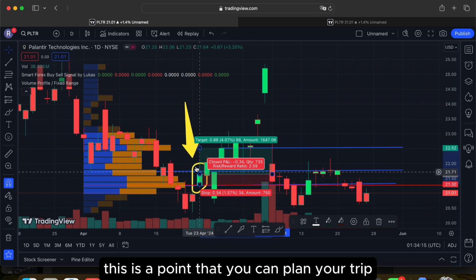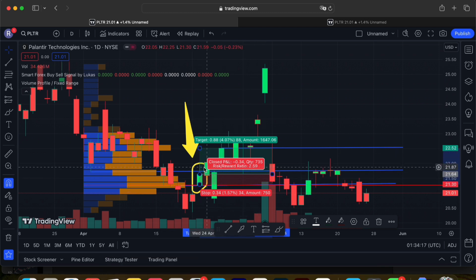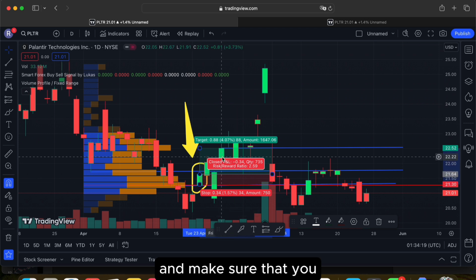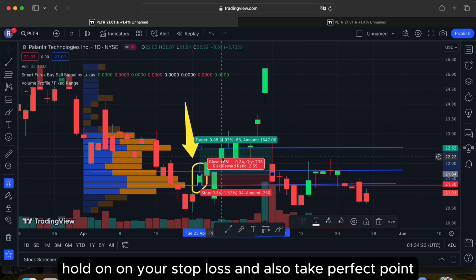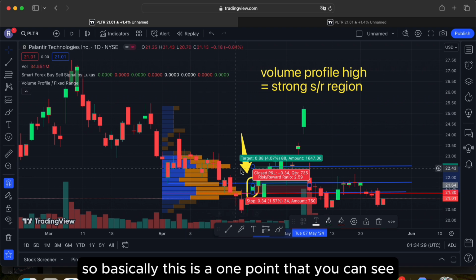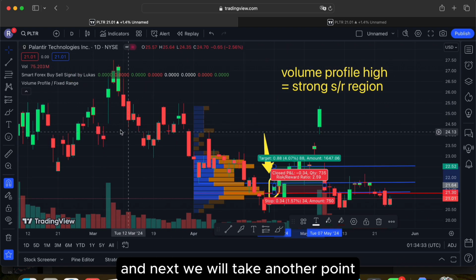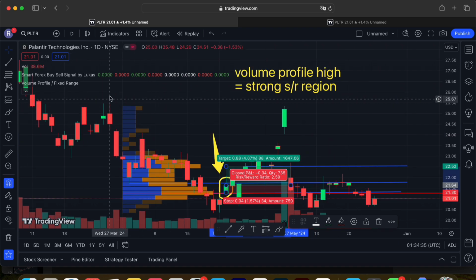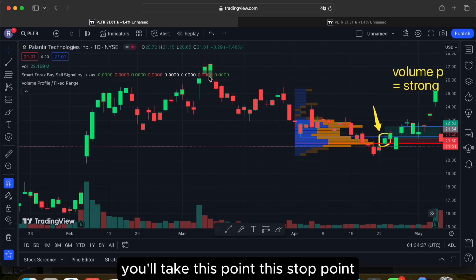So basically this is a point where you can plan your trade and make sure that you hold on to your stop loss and also take profit point. You need to be responsible for it. So basically this is one point that you can see. And next we will take another point. We will take this point, this stop point.